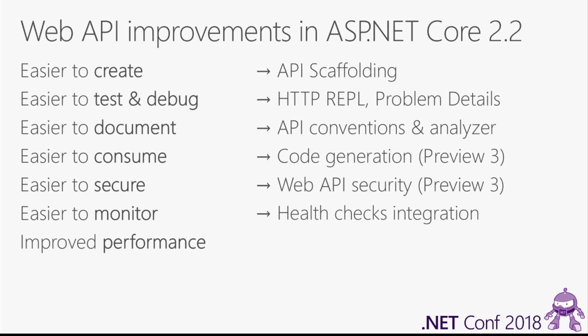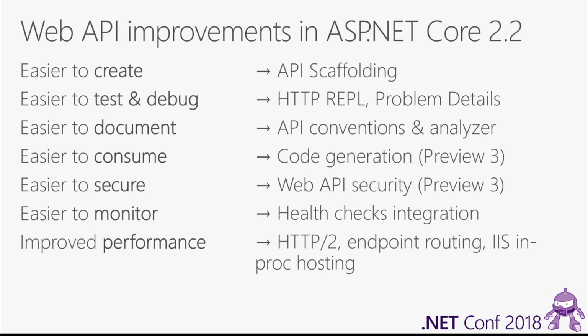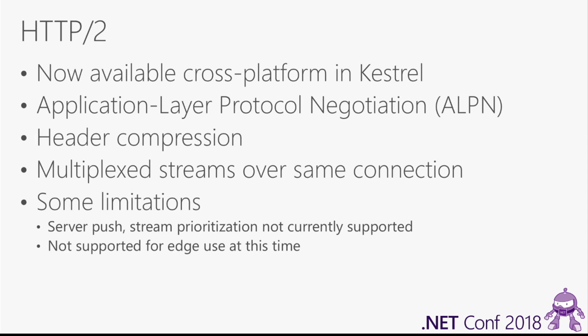And as for performance, all of the new performance-related features in this release, they of course apply to API. You can use HTTP2, you can use the new endpoint routing system, both of which have significantly better performance, and then also IIS in-proc hosting. So now let's go take a look at some of those other new features.